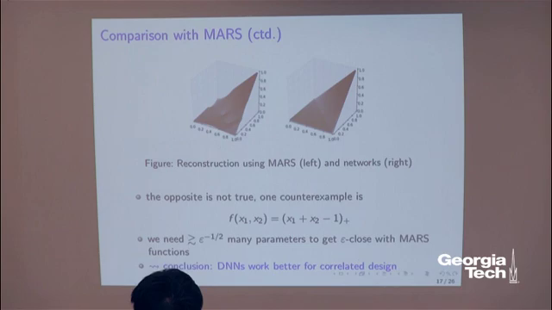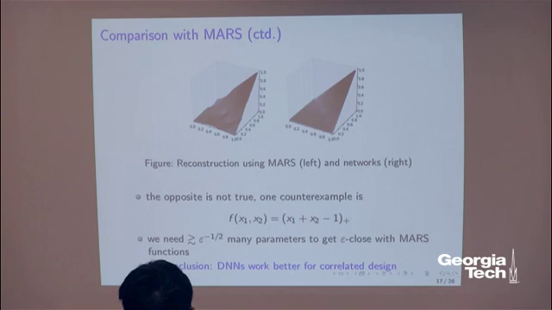We can also ask the other way around: how many parameters do we need for a MARS function to approximate a deep neural network function? And here the situation is much worse. You can construct, for instance, this very simple function: x1 plus x2 minus 1, and then the positive part of that. Even with a shallow network, you can implement that with, I believe, 4 parameters or so. But if you take the MARS function system and you want to get epsilon close in supnorm distance, you need something like 1 over square root of epsilon many parameters. And that is a completely different order.